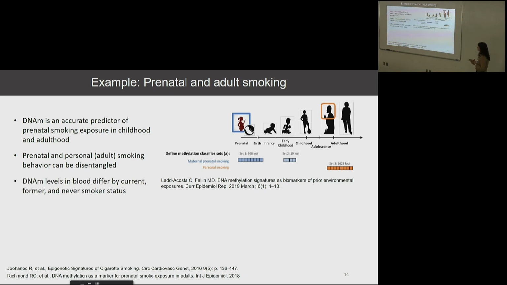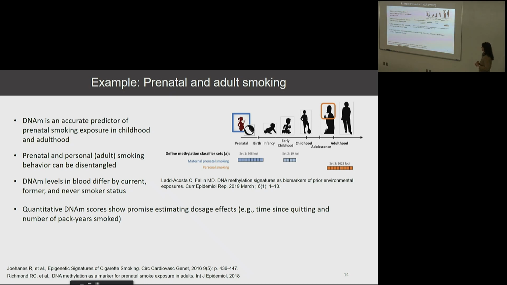Okay. They've also been able to distinguish, in terms of own personal smoking, that DNA methylation levels in the blood will differ by whether you were a current smoker, a former smoker, or a never smoker. So again, the methylation patterns will be slightly different. You can take someone's blood and see if they used to be a smoker, if they're currently a smoker, or if they've never smoked.